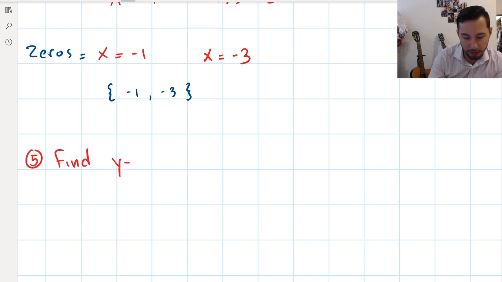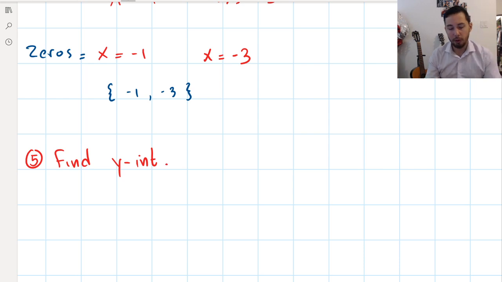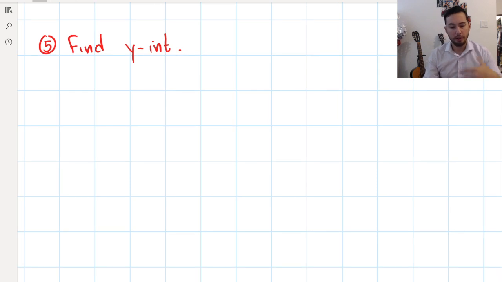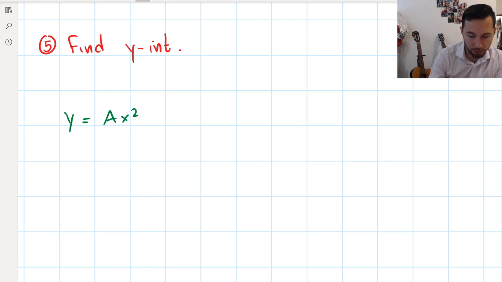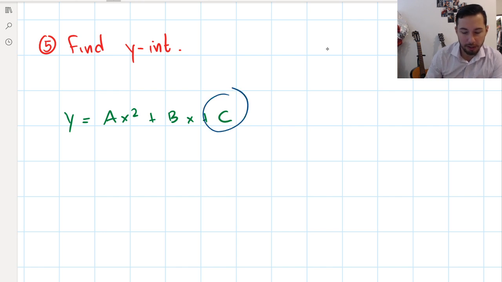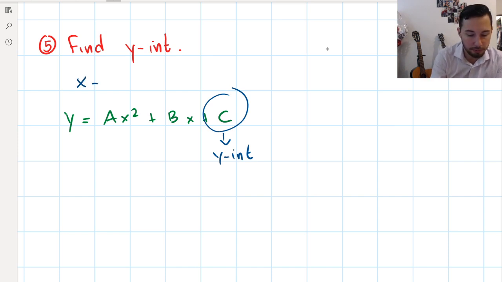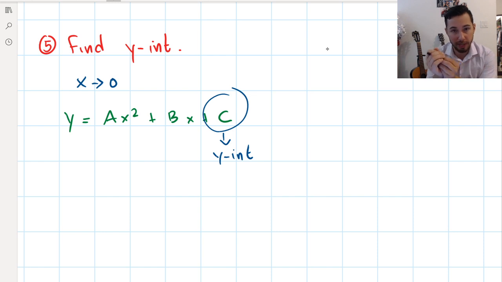So find the y-intercept. If you remember, the beautiful thing about working with the standard form is that when I have y is equal to ax squared plus bx plus c, my y-intercept is always going to be my c value. This is always my y-intercept. So my constant will always be my y-intercept. The reason for that is that I have a y-intercept when x is equal to 0. X must be 0 for me to have a y-intercept.